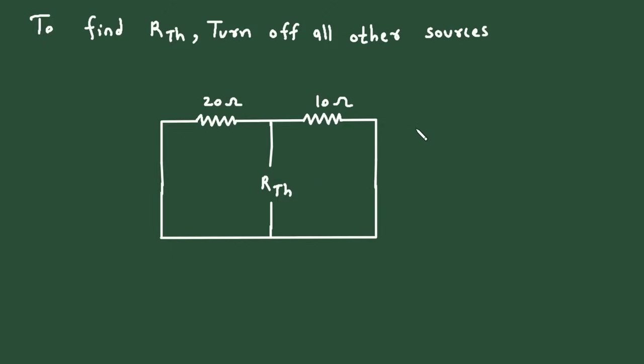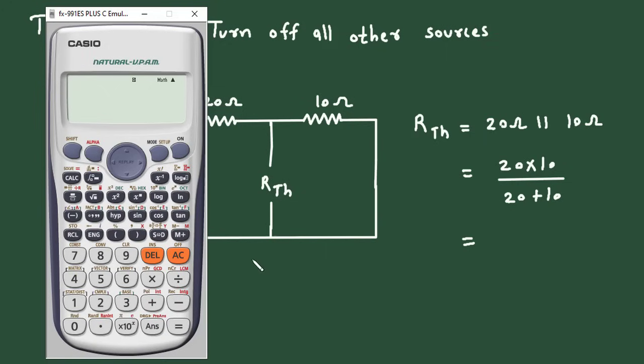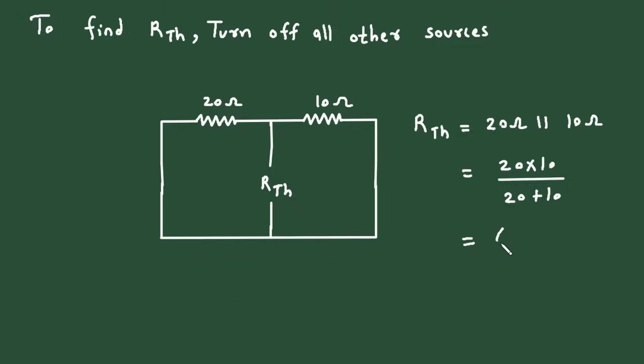So here RTH is equal to 20 ohm parallel with 10 ohm. 20 multiplied by 10 divided by 20 plus 10. So it is 6.6. 6.6 ohm is the value of RTH.